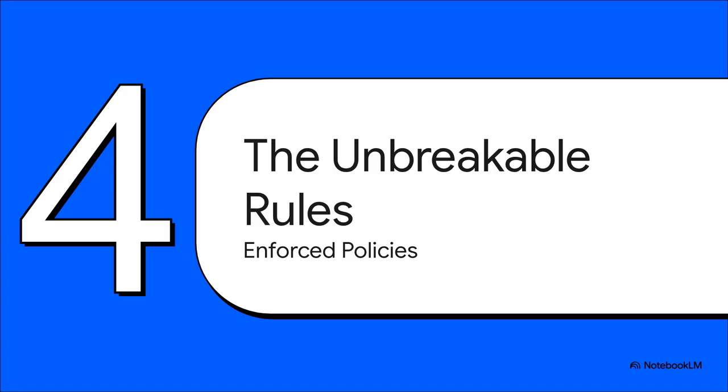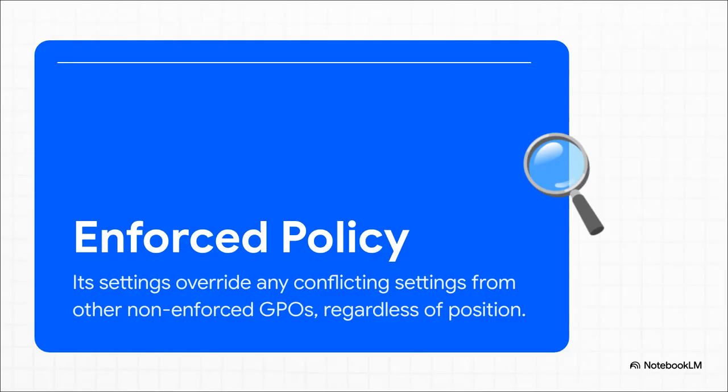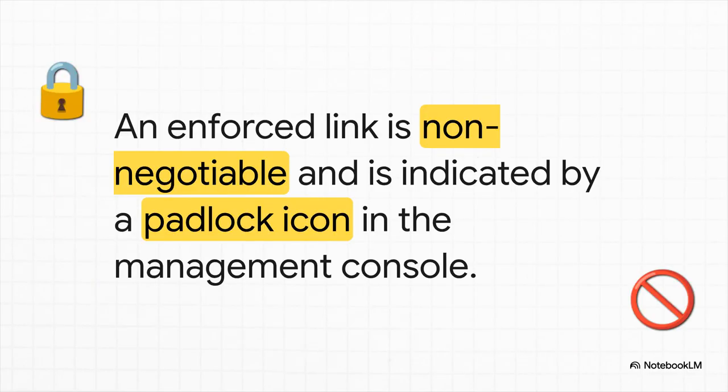I mean, what if the main company handbook has a rule that absolutely positively has to apply to everyone, no exceptions allowed? Well, for that, we have what I like to call the unbreakable rules. This is done with a special setting called enforced. When an IT admin enforces a policy, they're basically making it a direct order from the CEO. It does not matter what any of those lower-level, more specific rulebooks say. An enforced policy wins, period. End of story. Yep, it is completely non-negotiable.